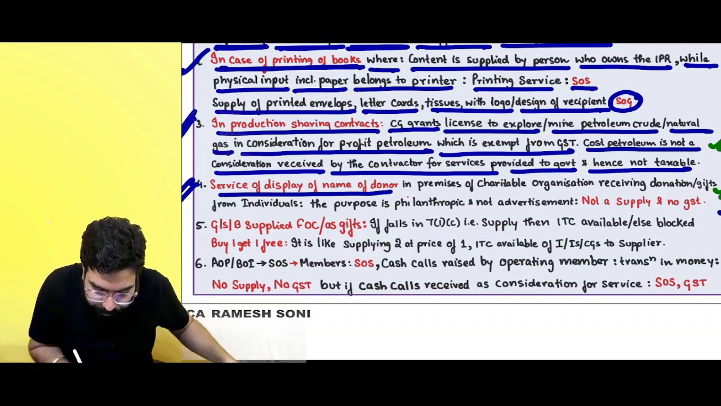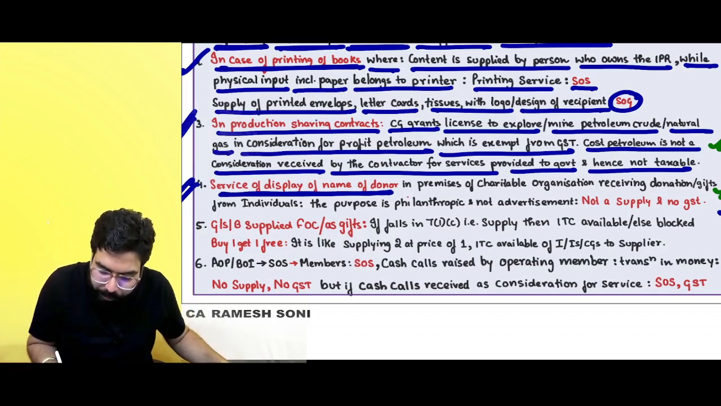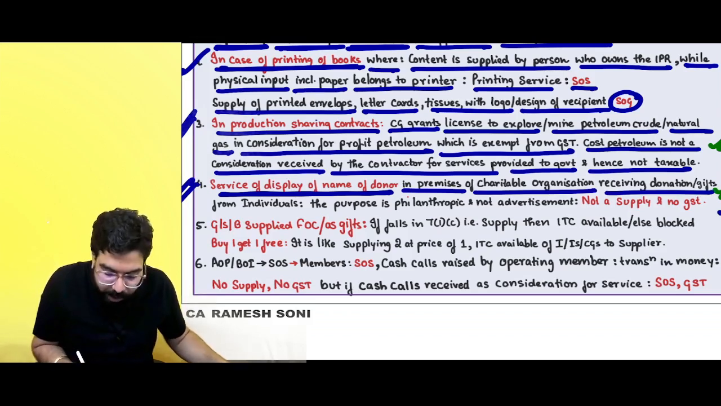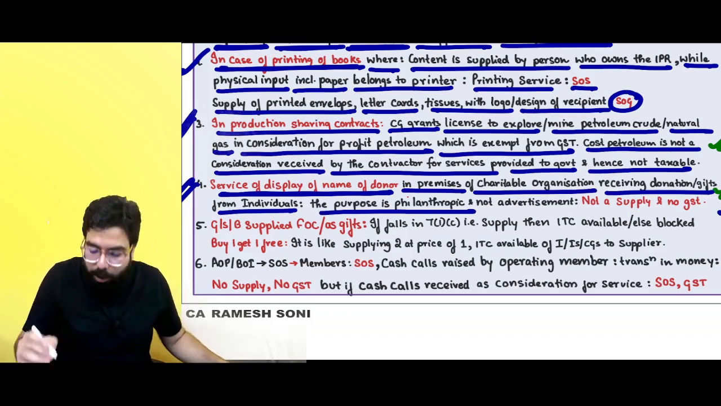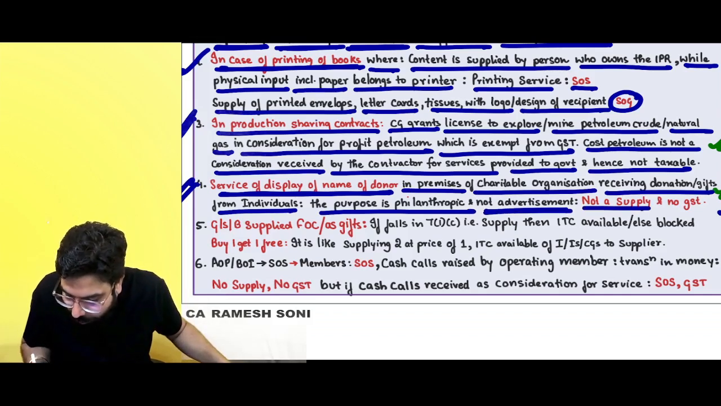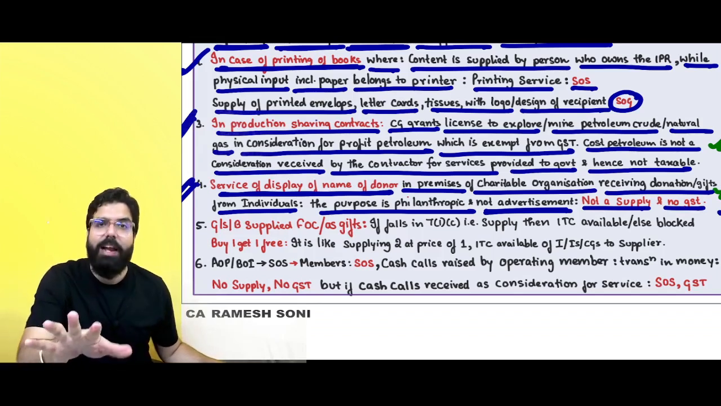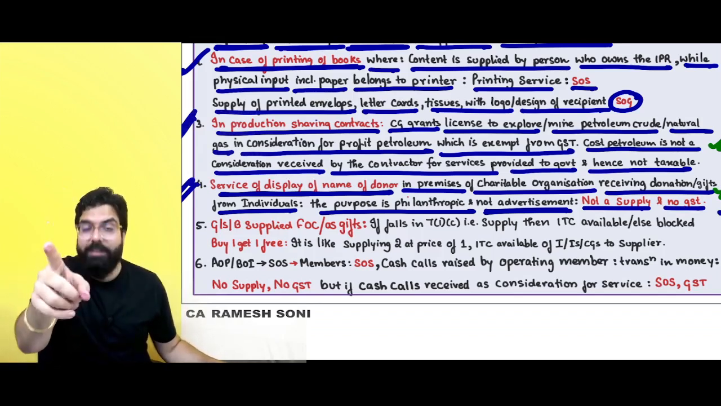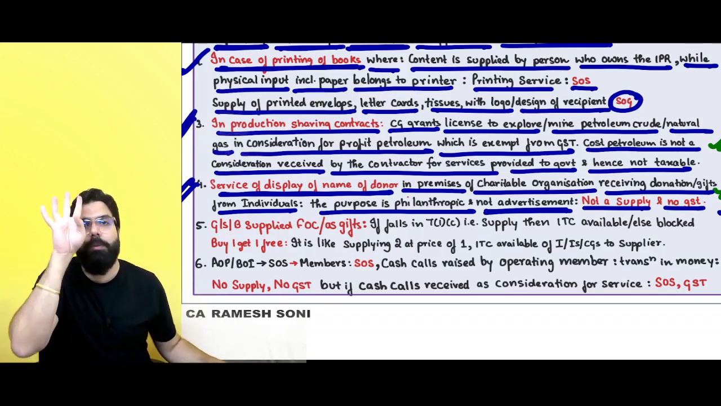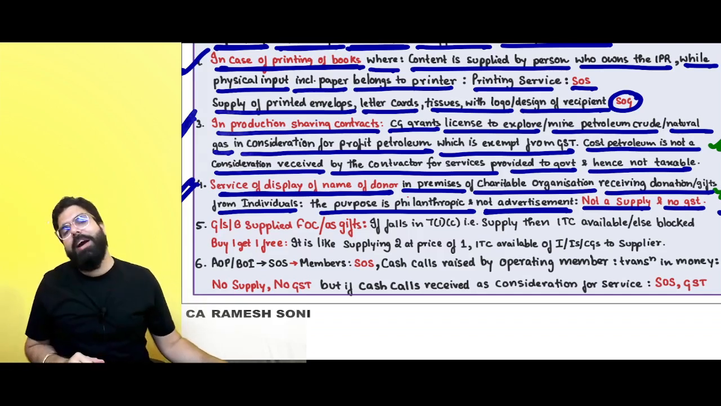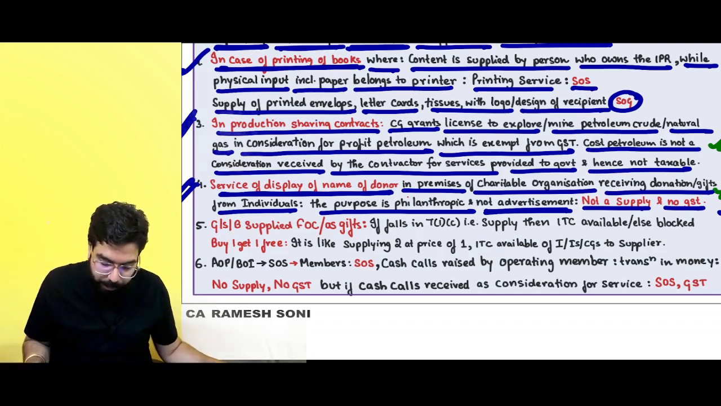Always remember, services of display of name of the donor in the premises of the charitable organization receiving donation or gift from an individual, where the purpose is philanthropic and not advertisement, shall not be a supply and no GST. But if the purpose is not philanthropic, and it is to advertise your business, then it is an advertisement service and GST will be charged by the temple trust. Done, sir. Point is clear.